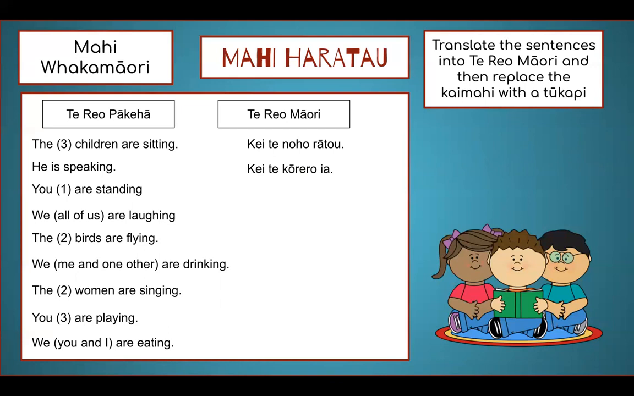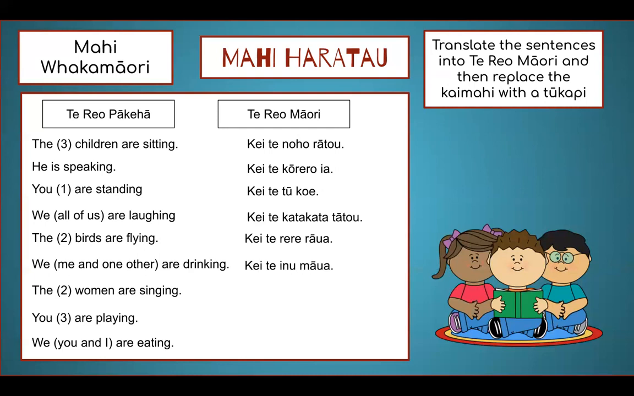Here are the answers. Number 3, you are standing. Kei te tūkoe. Number 4, we are laughing. Kei te katakata tātou. Number 5, the birds are flying. We will change it to they are flying, and we know that there are 2 birds, so that will be kei te rere raua. Number 6, we are drinking. It's me and someone else, not the person I'm speaking to, so it will be kei te inu maua.